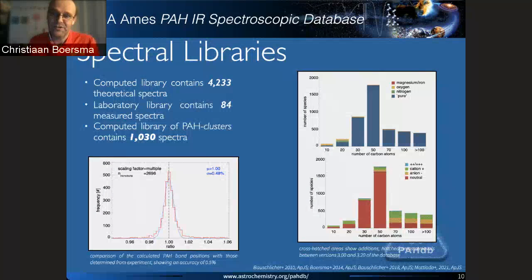Though, as the histograms on the right show, there are some biases in terms of PAH composition and charge when it comes to the contents of the libraries. However, these biases are slowly being addressed via updates. The distribution at the bottom left shows that the match between the laboratory-measured band positions and that of the computed scaled positions is less than 0.5%. Very good, I would say.